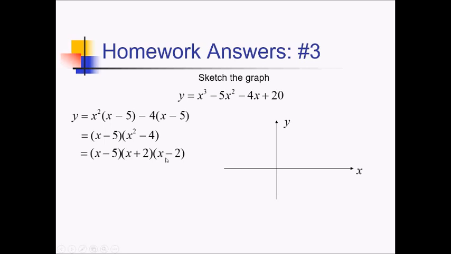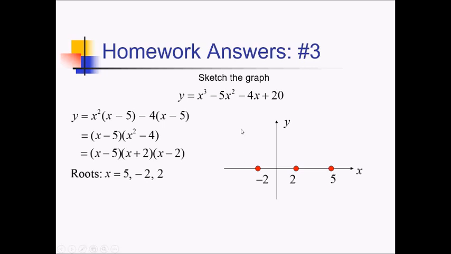And now I can get my roots out of this. Setting each of these equal to 0 and solving, I have roots of x equals 5, -2, and +2. Let me put those on my graph at this point. So -2, somewhere over here to the left of the y-axis. +2 is over here on the right. And +5 is even further to the right.